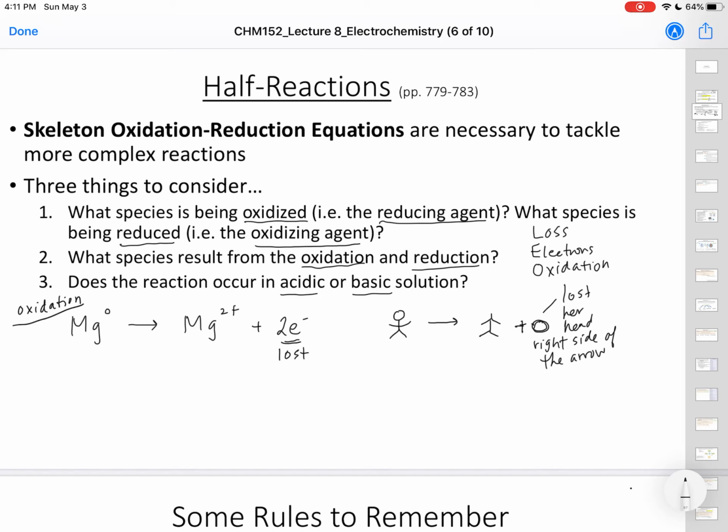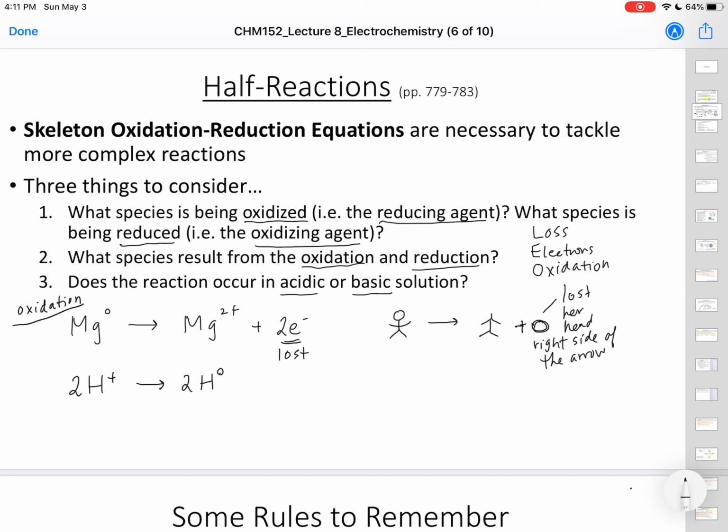Okay, let's look at another example. Let's say that you have 2 H pluses and they become 2 H neutrals. How did this happen? This happened because each H gained 1 electron. So let's think about it.